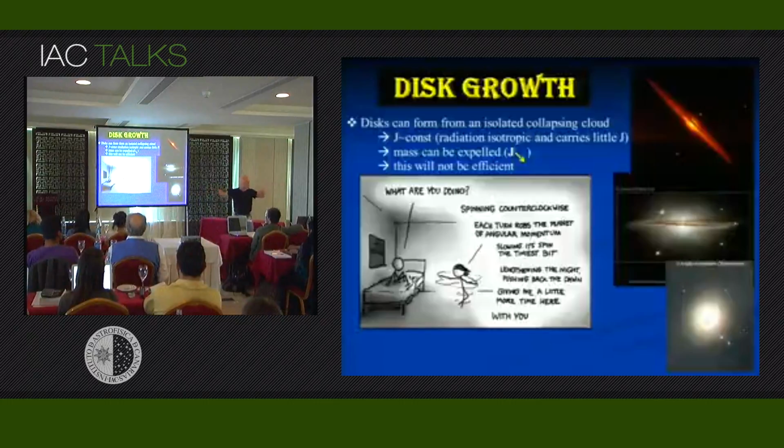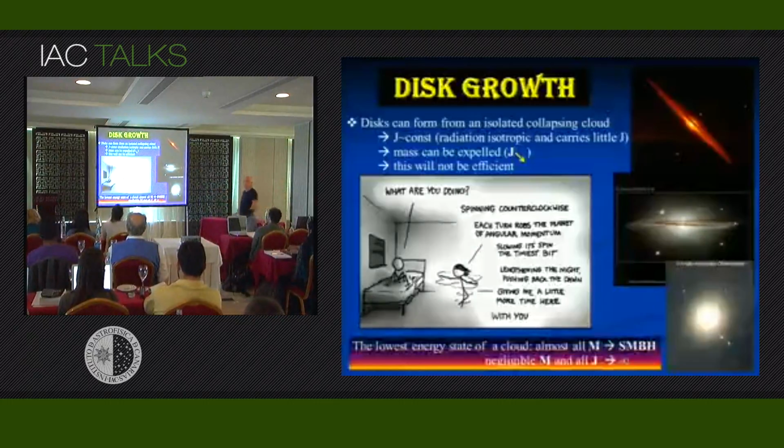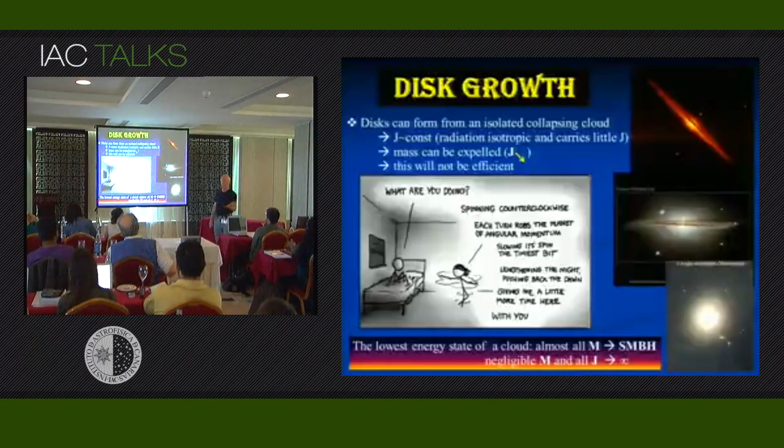Well, it's very simple. You have all the mass in the central supermassive black hole, and a negligible amount of material going to infinity, but taking all the angular momentum. If you know physics, you need to arrive at this limit. Nature doesn't follow this limit. And that's kind of troublesome, right?